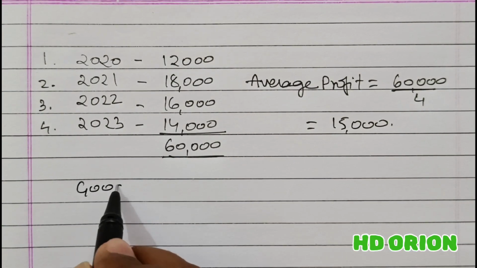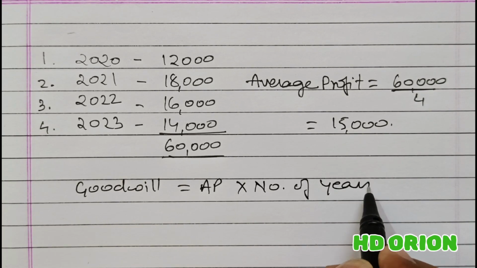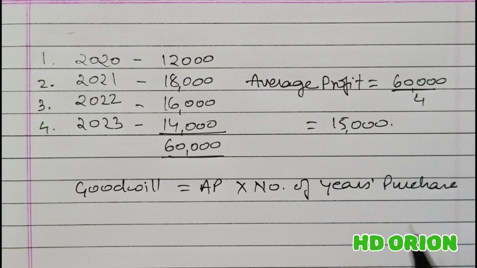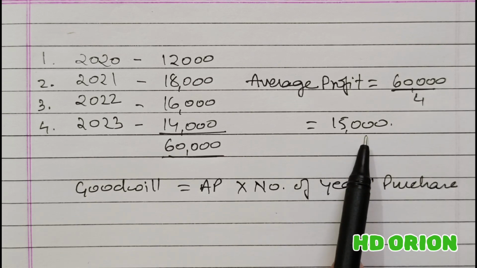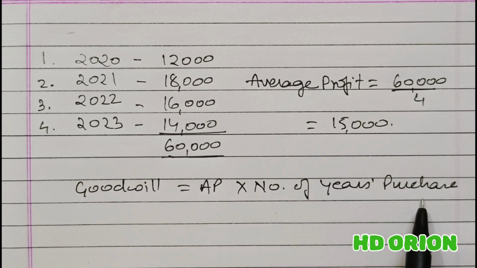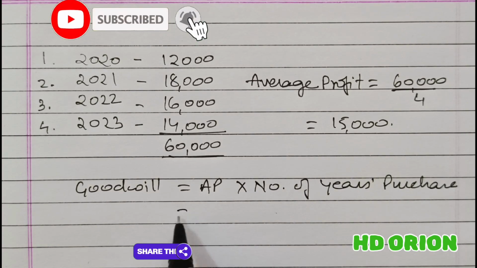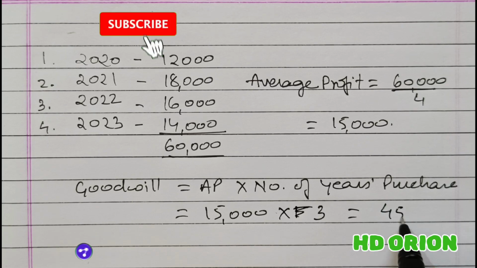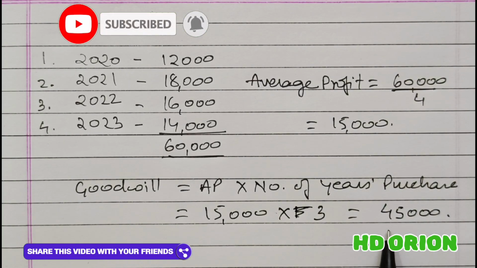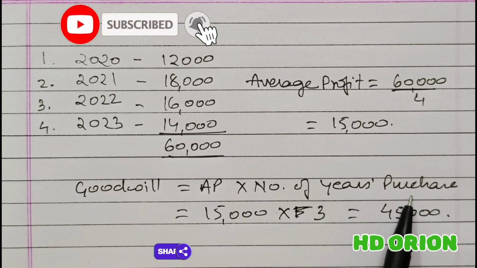Now goodwill. Goodwill is equal to average profit multiplied by number of years purchase. Now what does this mean? Number of years purchase means the firm is expecting that this average profit will be earned in future for this number of years. In our question it is 3 years purchase. 3 years purchase means the firm is expecting that this average profit of rupees 15,000 will be earned for the next 3 years. So the answer is 45,000 rupees. So the value of goodwill evaluated here is 45,000 rupees based on the simple average profit method in which the number of years purchase is given in the question.